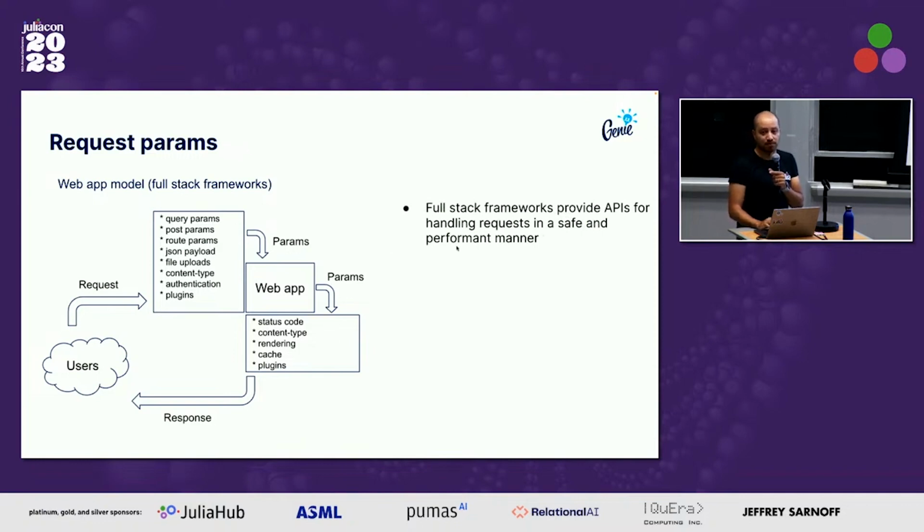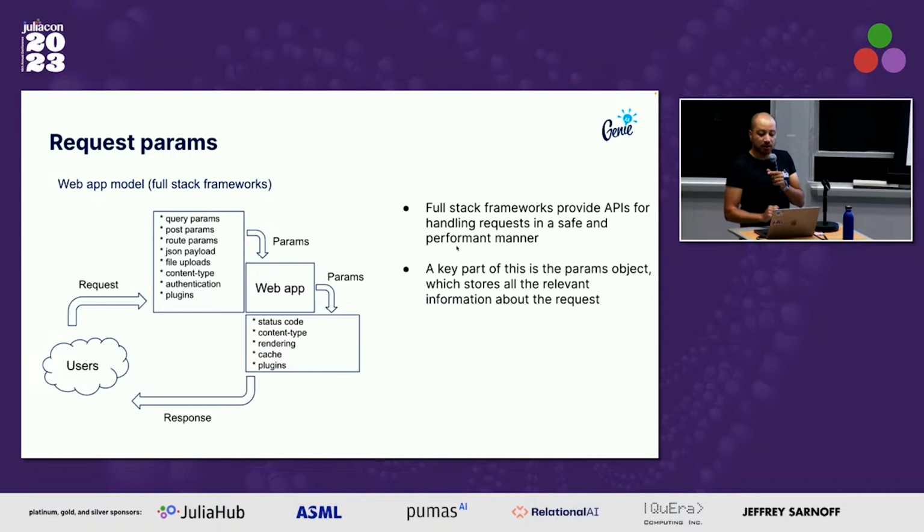Now, a key part of these APIs is the parameters object, which we can see depicted here in this figure, which stores all the relevant information about the request, such as the query parameters, files that have been uploaded, authentication, data from plugins, etc. And this parameters object is used throughout the whole web stack.